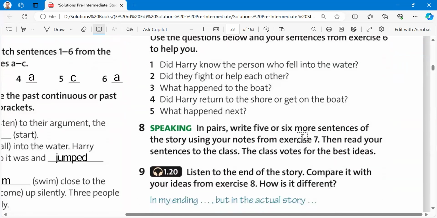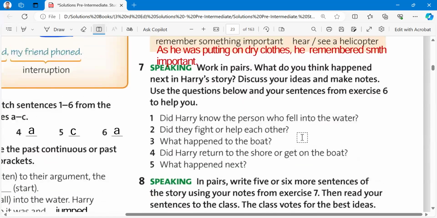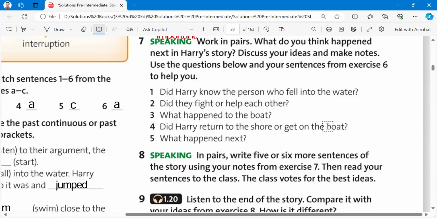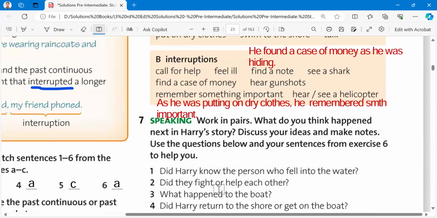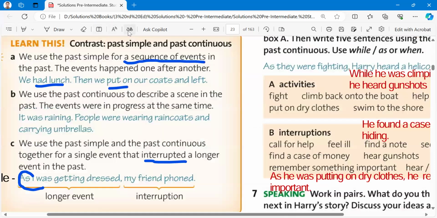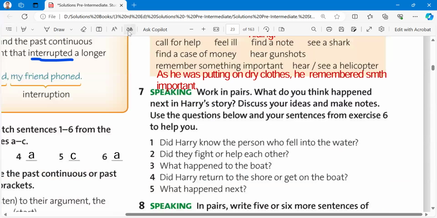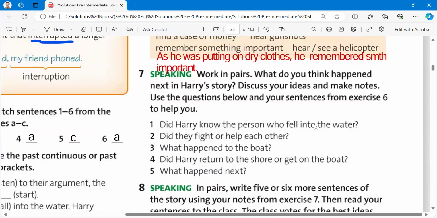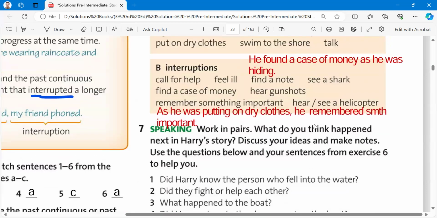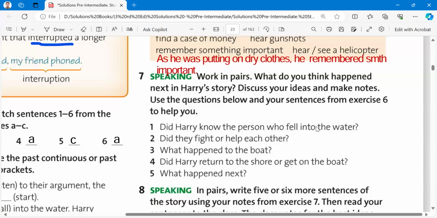Speaking. Okay, now I'll do a little bit of speaking here. Now, did Harry know the person who fell into the water? Oh, I don't know. Because here we don't have that as part of the story, that's why we can guess here. We can speculate, right? Did Harry know the person who fell into the water? I guess he didn't know. As he was hiding at the back of the boat, he saw a man who fell into the water, but he didn't know him.